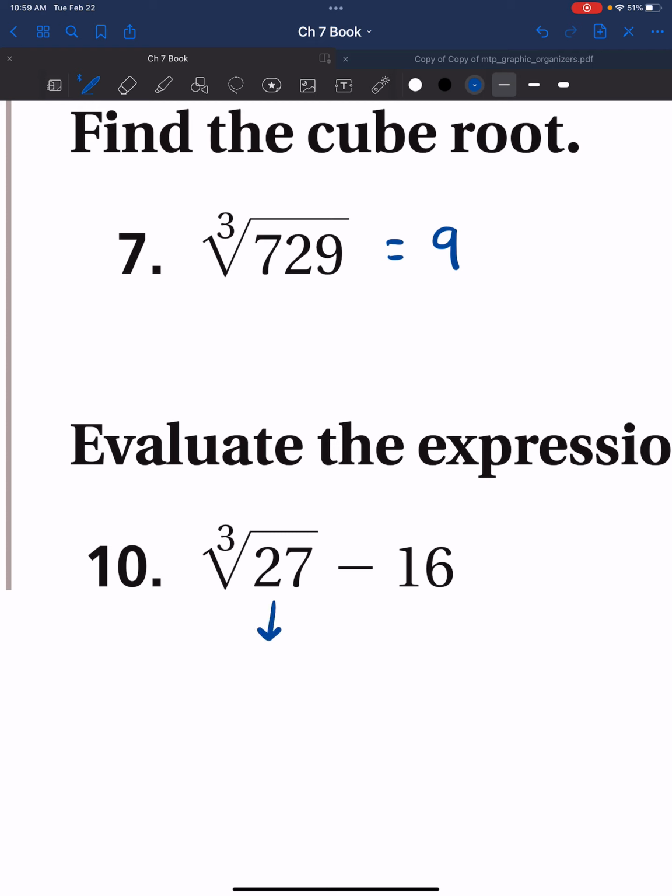So the first thing I do is I worry about that cube root of 27, right? What times what is 27? 3. We just did that one, right? So now it's 3 minus 16. Negative 13. That's my answer.